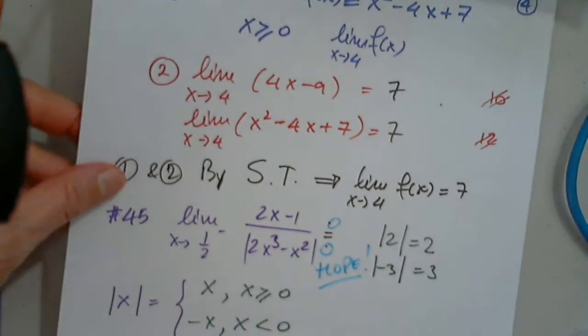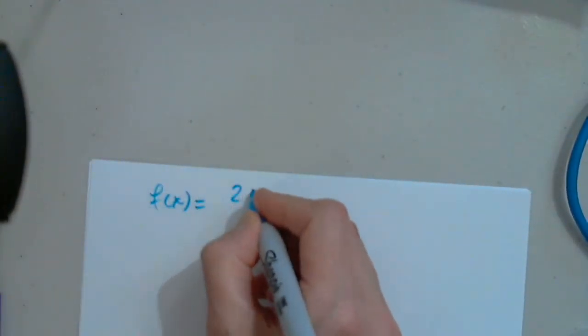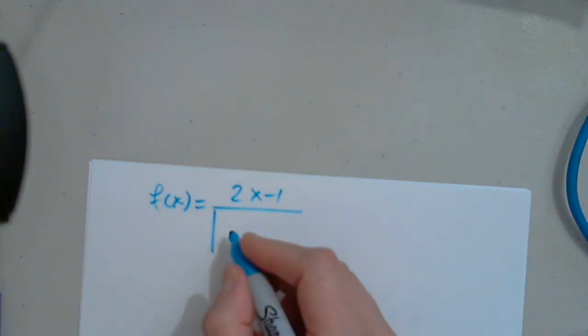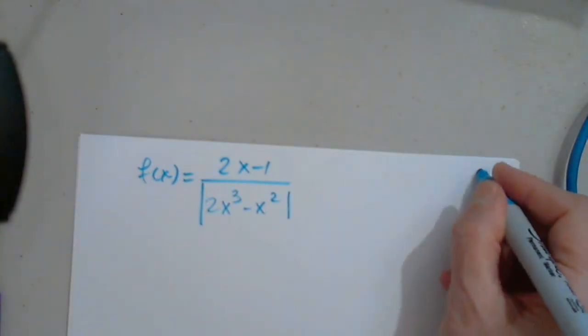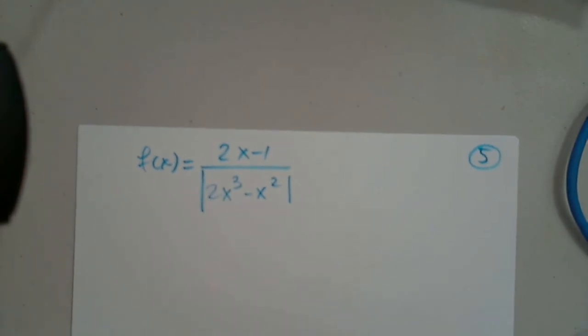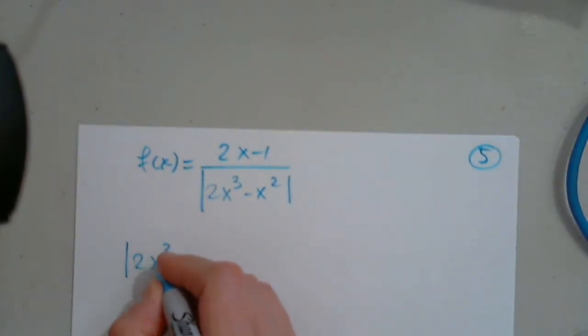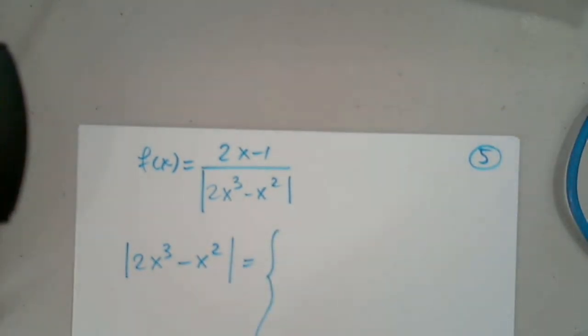So now I'll take the function aside. So one more time, this is our function. 2x minus 1 over the absolute value of 2x cubed minus x squared. And this is my page 5. Okay. So first we want to simplify this function without the absolute value. So we'll start with 2x cubed minus x squared. And what are the options? Pull x squared out to make it x squared times 2x minus 1.